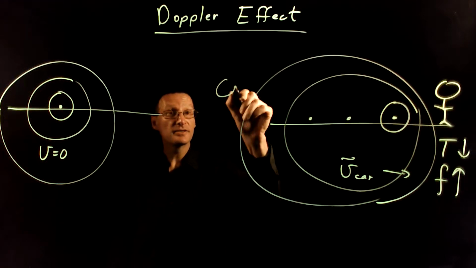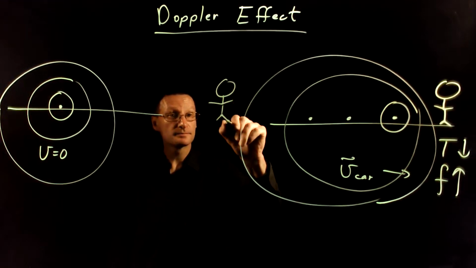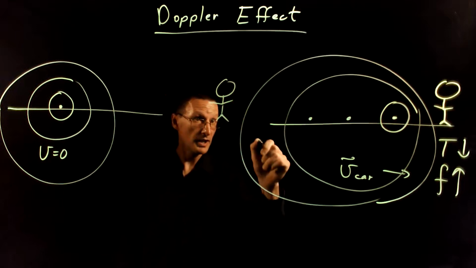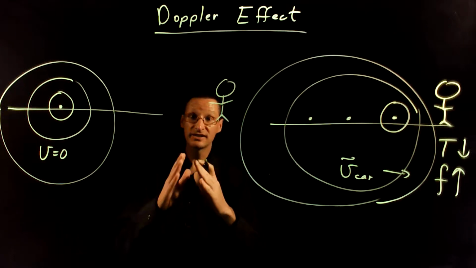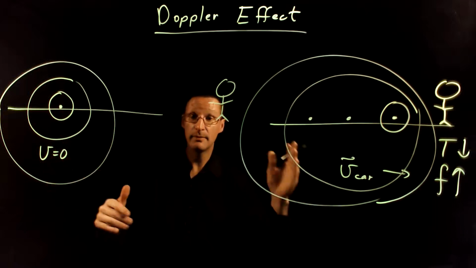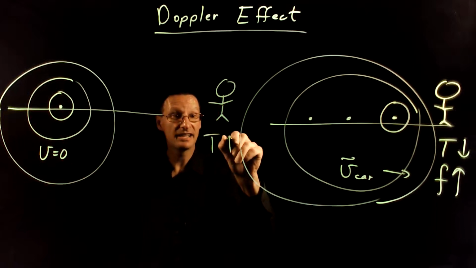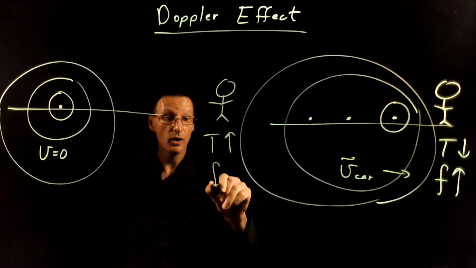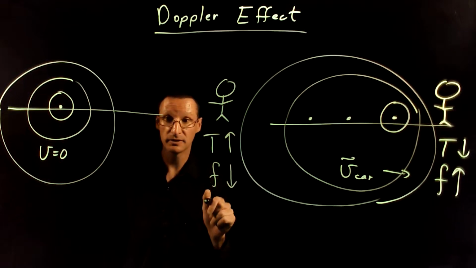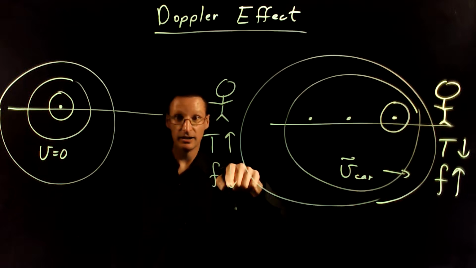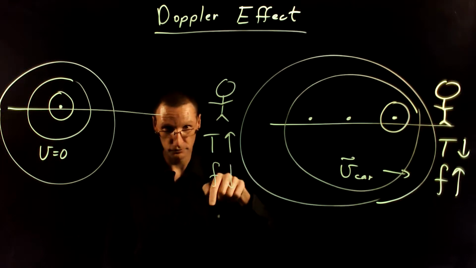If, on the other hand, you're standing over here and the car is moving this way away from you, what you perceive is the wavefronts are separated with longer periods of time before they arrive at your ear. And so you perceive the period as being a larger period or a lower frequency. So remember, a higher frequency is like that, and a lower frequency is like that.